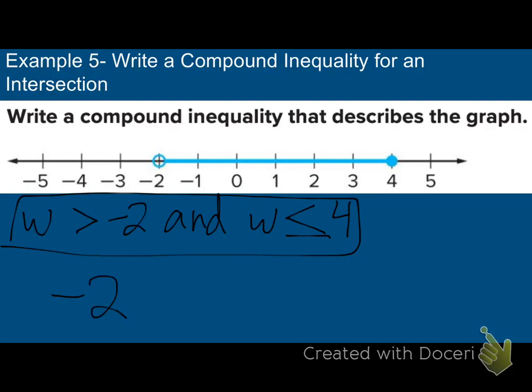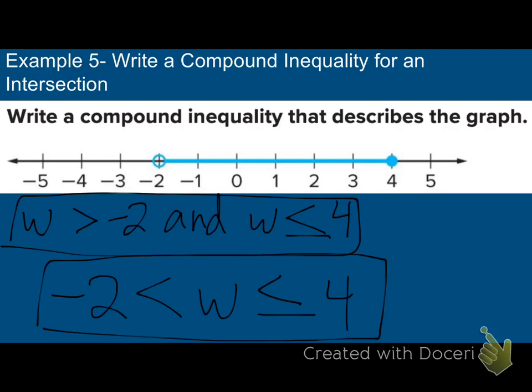What's the relationship between -2 and W? Reading it from -2's perspective, is it less than? Is it greater than? Well, it says W is greater than -2, so that would make -2 less than W. What's the relationship between W and 4? Less than or equal to. Got it. This would be the special way to write it.